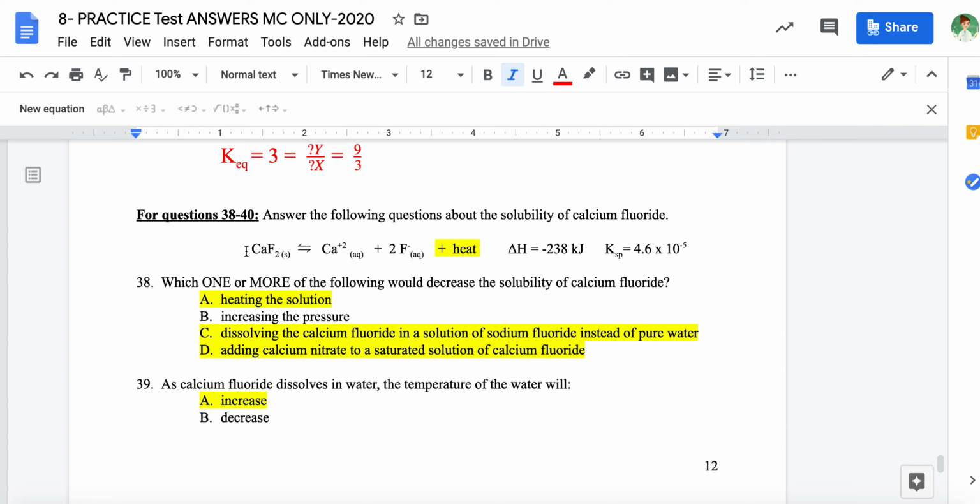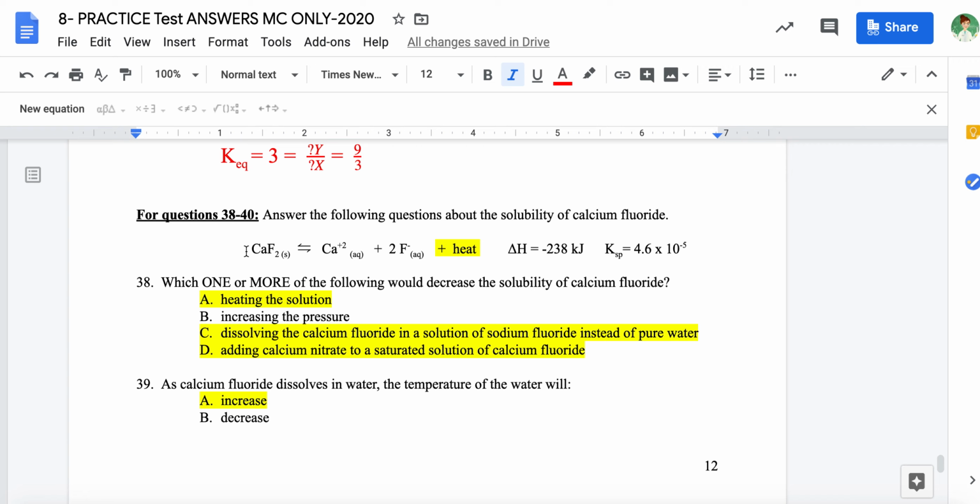So just remember, anytime you're trying to dissolve something in water, you're going to get a certain amount of solubility. If you try to dissolve something in a solution that already contains one of the ions that you're trying to dissolve, the solubility is going to be less. That's why C is going to work.